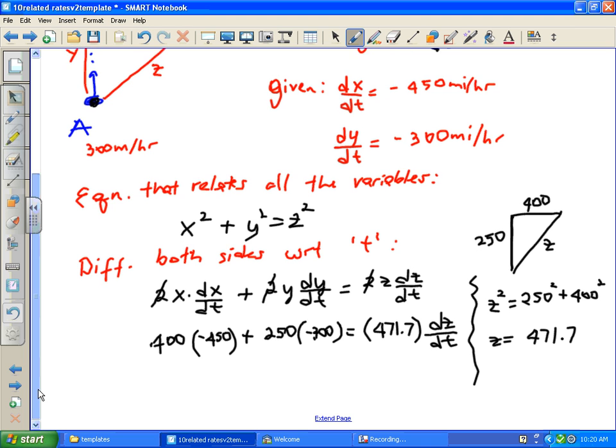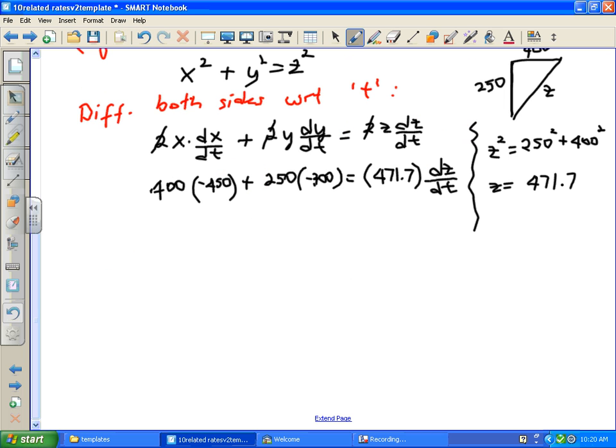Okay. So now let's finish the question. To solve for dz/dt, we're just going to divide both sides by that number in front of dz/dt, right? So I'm going to go ahead and get the single number for the left-hand side. Ryan, what did you get? Negative 360,000 divided by 471.7.